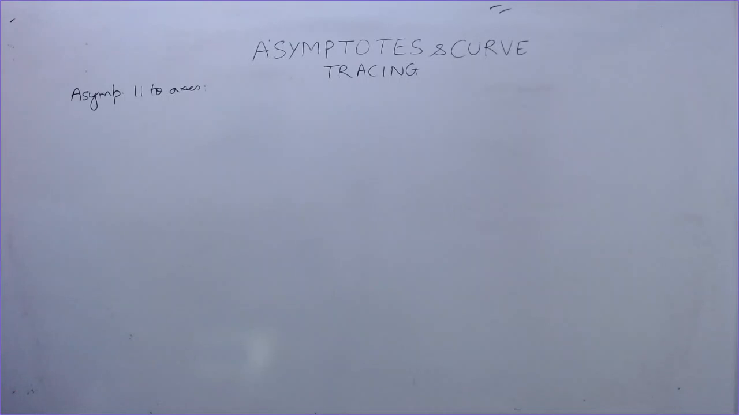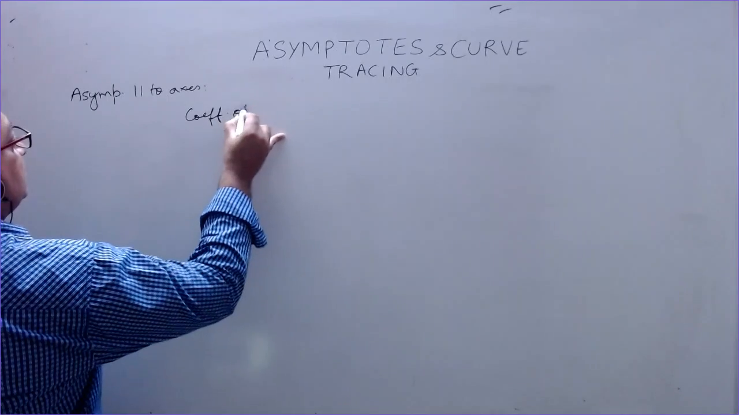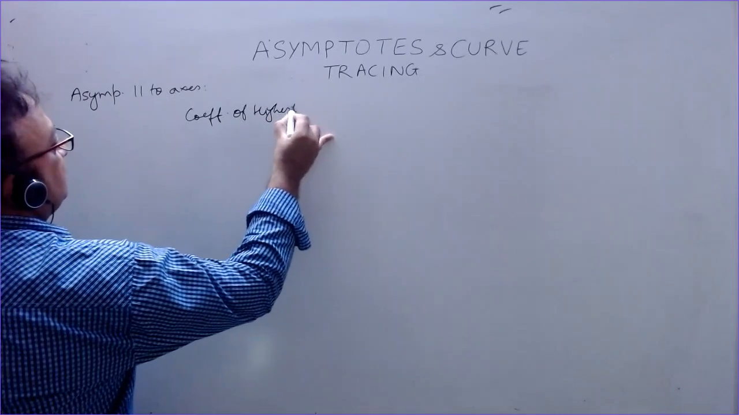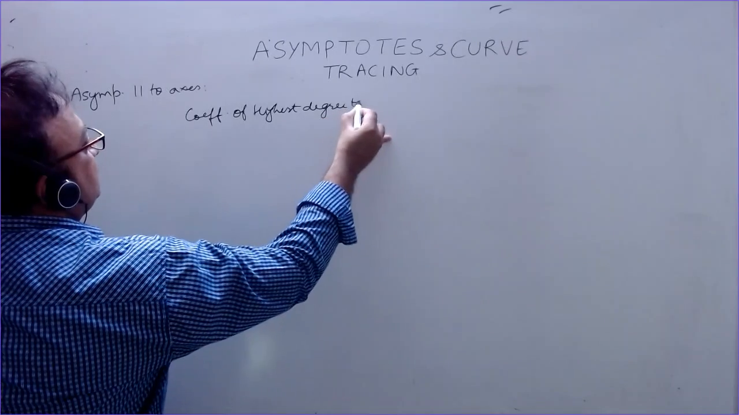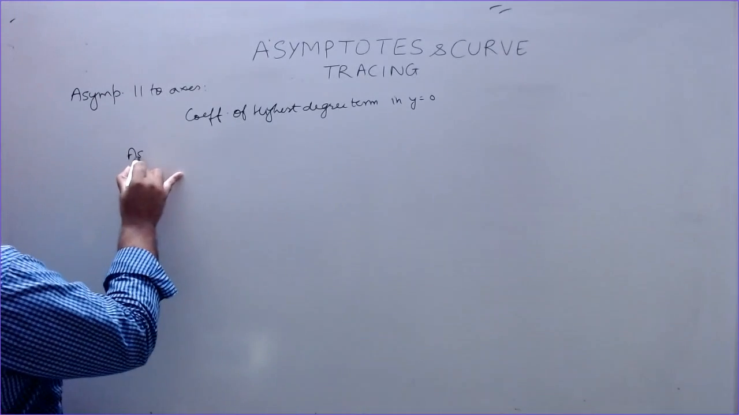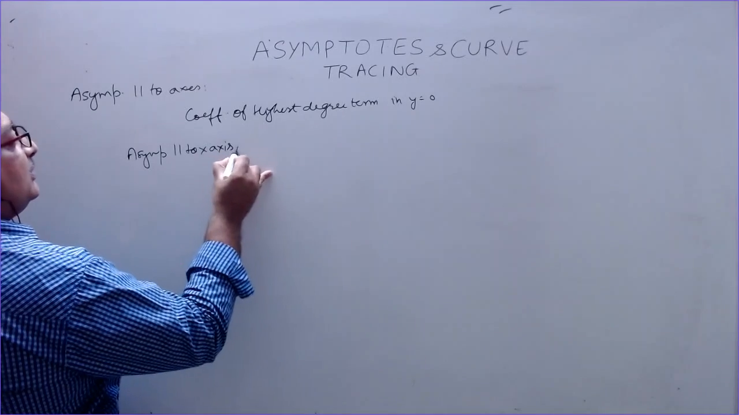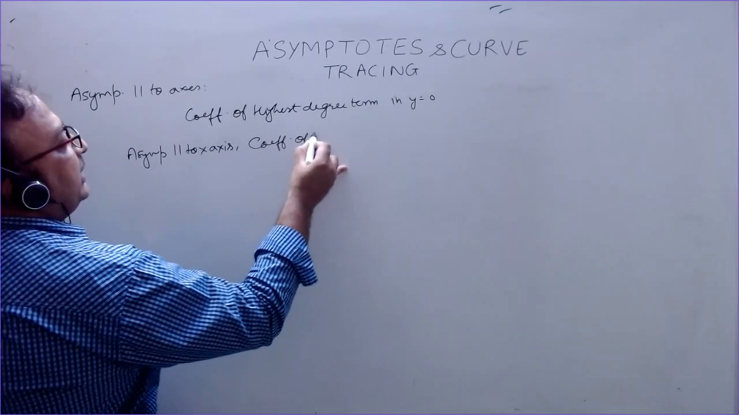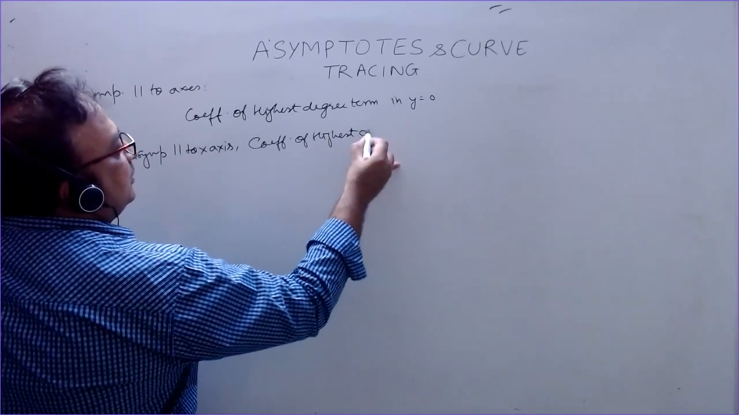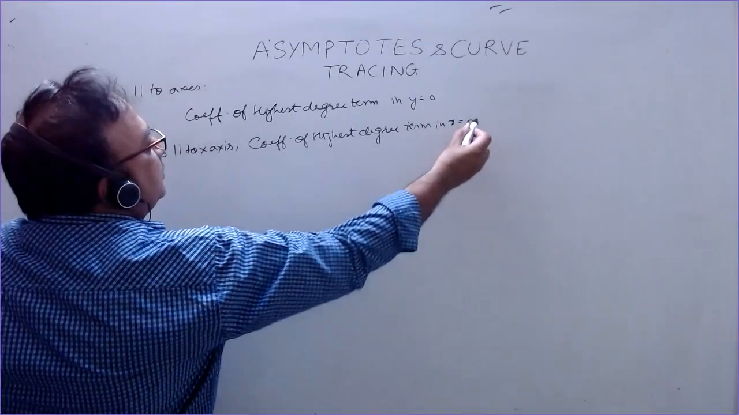If the asymptotes you have to find parallel to y-axis, then you have to equate to 0 the coefficient of highest degree term in y. And for asymptote parallel to x-axis, coefficient of highest degree term in x equal to 0.